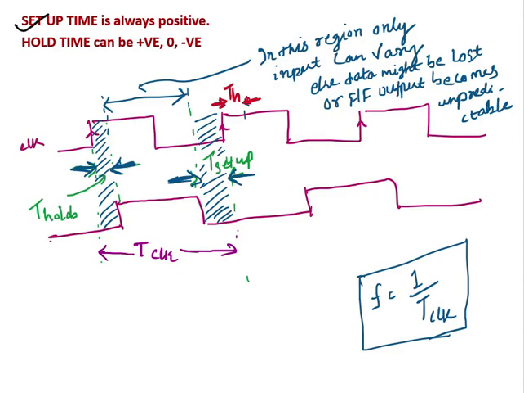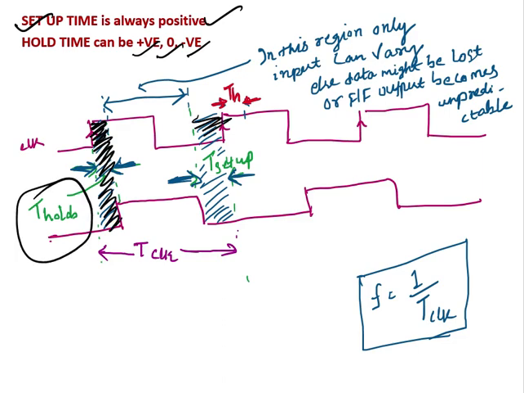So setup time is always positive. Hold time can be positive, zero, or negative. After the passage of the clock edge, this time window is called hold time. And before the clock edge comes, this time window is called setup time. In between the setup time window and the hold time window, data can change. Okay.